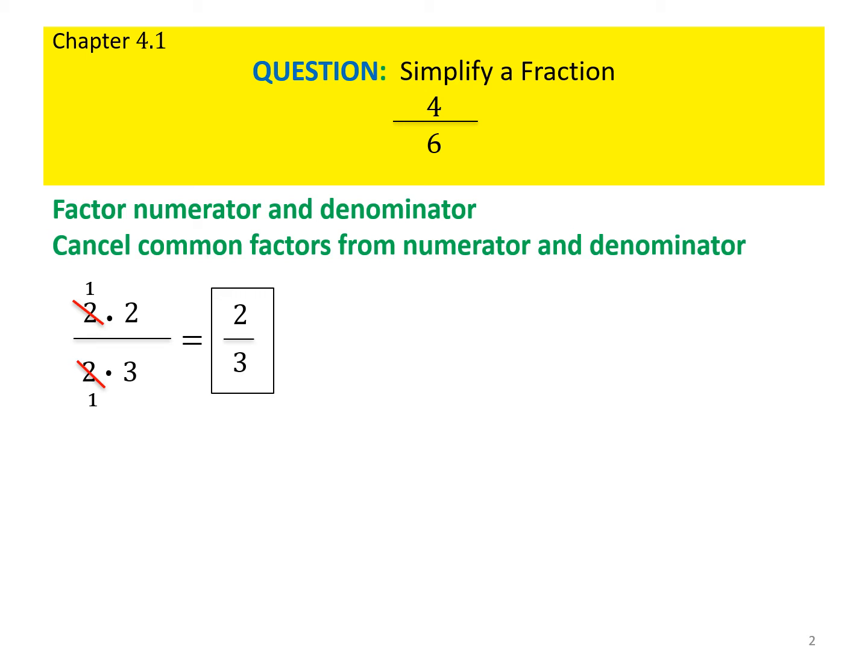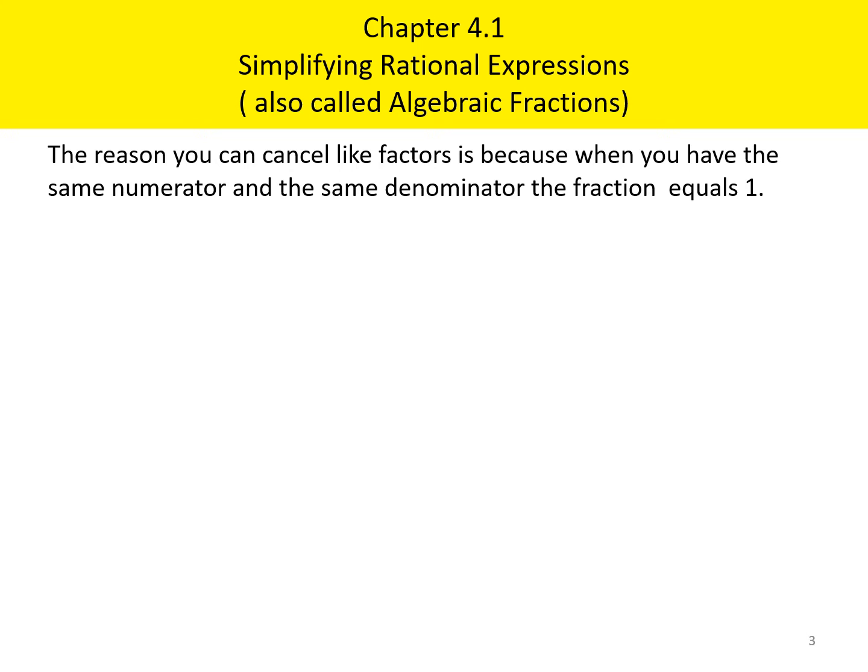Now the reason you can cancel these like factors, here in this example, the 2 over the 2, is because when you have the same numerator and the same denominator, the fraction equals 1. Let's take an example. 2 over 2, same numerator, same denominator, it equals 1. X over x, the same, equals 1.